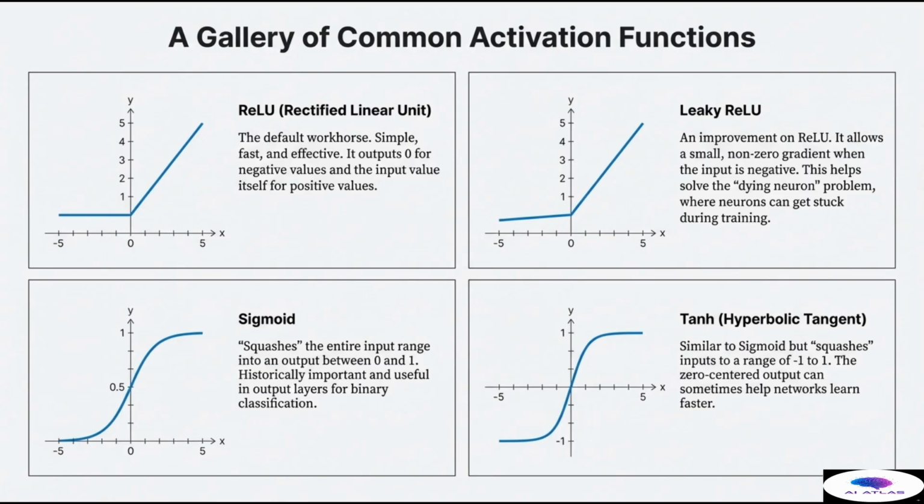Finally, the tanh, or hyperbolic tangent function, is mathematically similar to the sigmoid, but maps the input range to an output between -1 and 1. Because its output is 0-centered, meaning its average output is closer to 0, tanh can sometimes help certain optimization algorithms converge faster than sigmoid. While ReLU is dominant in hidden layers, sigmoid and tanh are still frequently used in specific contexts, particularly in recurrent or output layers where bounded, interpretable outputs are needed.